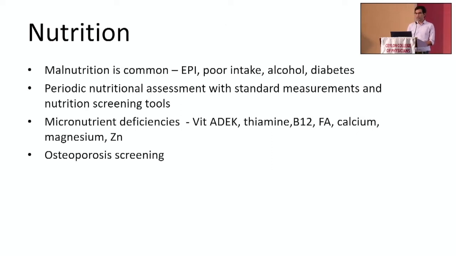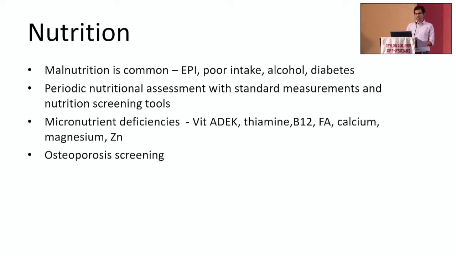So, malnutrition is a common problem in this category, and there are multiple reasons for them to develop malnutrition, which include exocrine pancreatic insufficiency, poor oral intake, alcohol use, and presence of diabetes. So at the time of diagnosis and after that, periodic assessment of nutrition is of paramount importance, with standard measurements including anthropometry and nutritional screening tools, and it is important to screen them for micronutrient deficiencies.